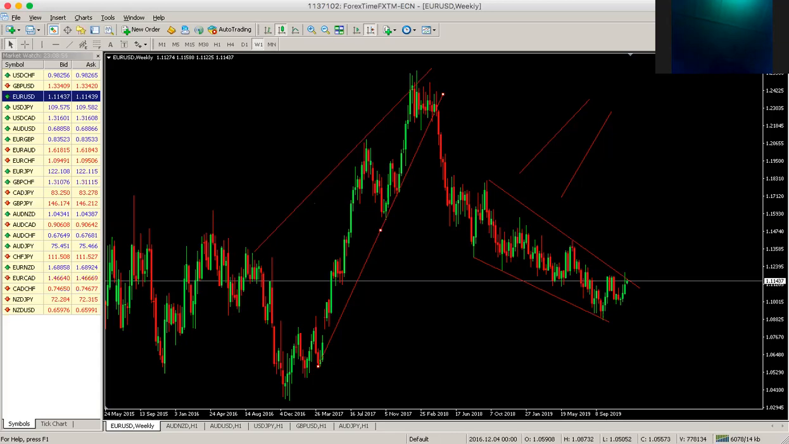The trend channel line is the one on top that makes it a channel. The trend line is the one below, not necessarily below, it depends. Now, in this case, this one here is a trend line. This one here is a channel line, a trend channel line.